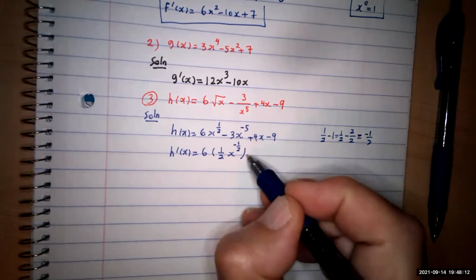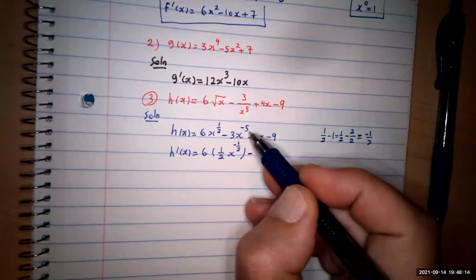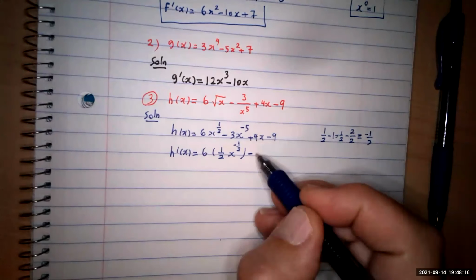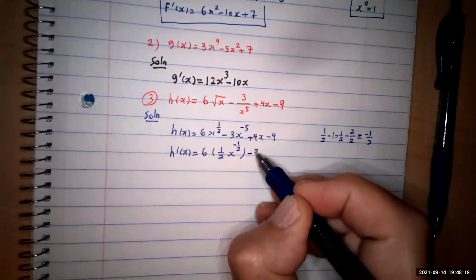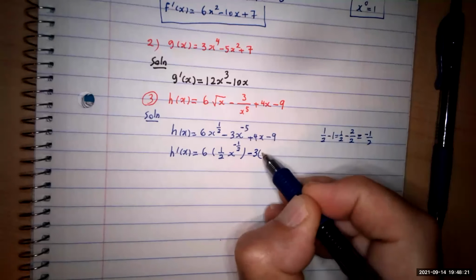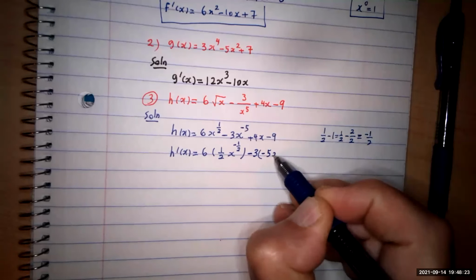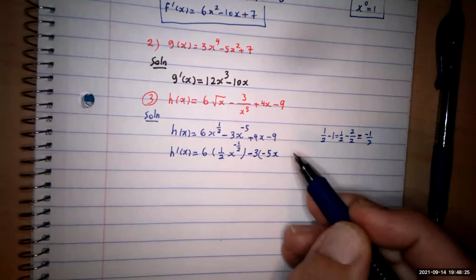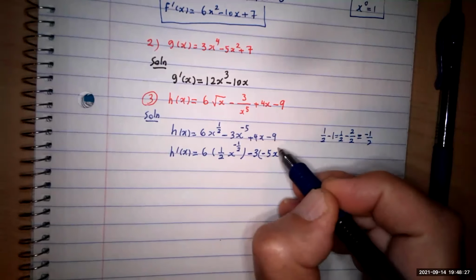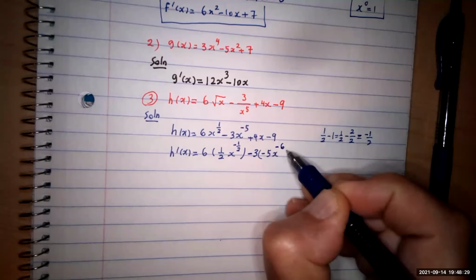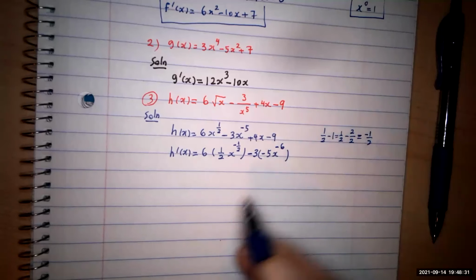Next one, minus. Same thing over here. We can multiply right away if you like, or I just explain it. I keep the negative 3, I bring the negative 5, x to the 1 done. It's going to be negative 5 minus 1, which is a negative 6. So that's the second one.